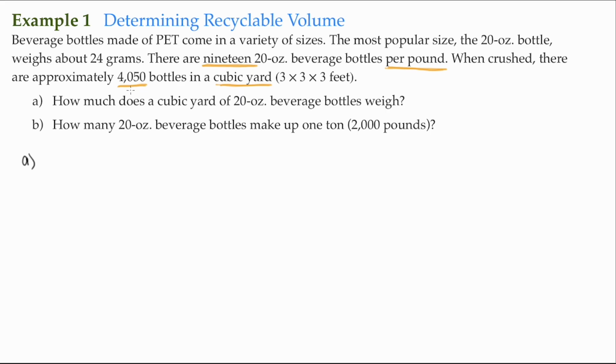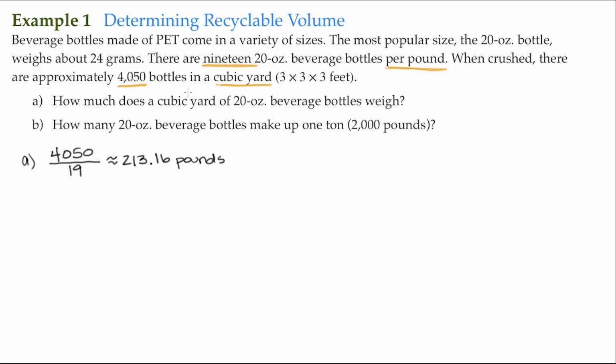So for A here, where it says, how much does a cubic yard of 20-ounce beverage bottles weigh? Well, if there are 4,050 bottles in a cubic yard, and there are 19 bottles per pound, what I can do is I could take 4,050 and divide that by 19. 4,050 divided by 19 is around 213.16 pounds. So there's a little over 213 pounds in a cubic yard.